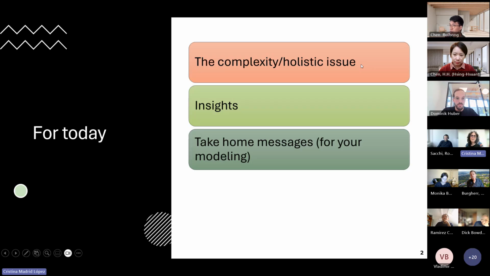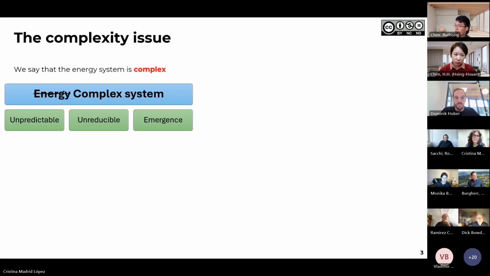Okay, so this is what I wanted to show you today. Just a little bit of the complexity on how we have focused on that from our project, some insights that we got, not only from our project, but from other work that we are doing in the group with other colleagues as well, and then some take-home messages.